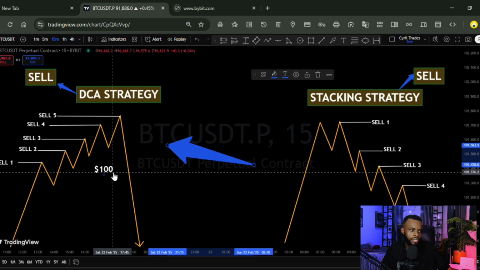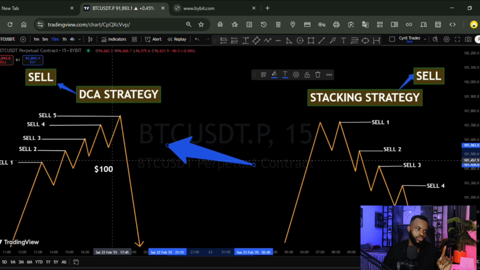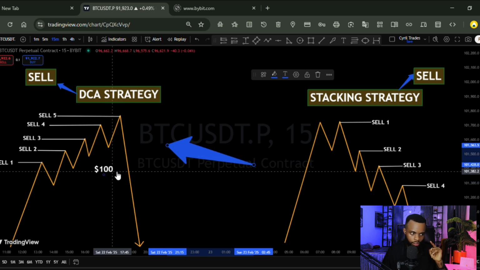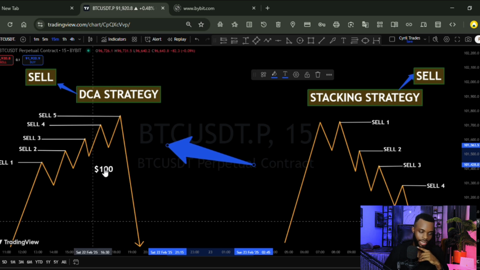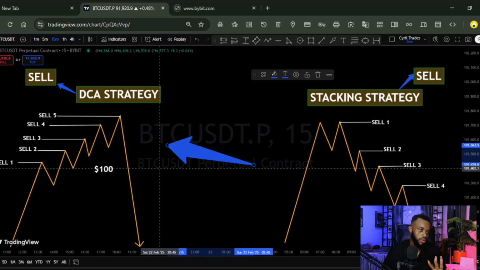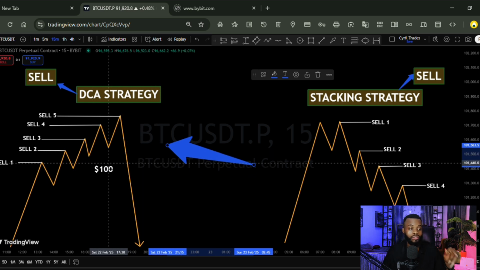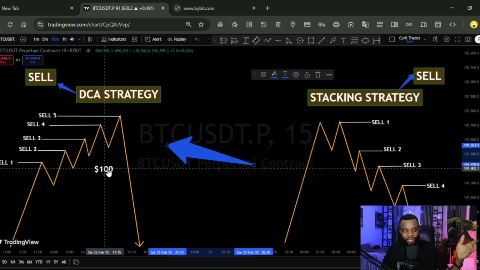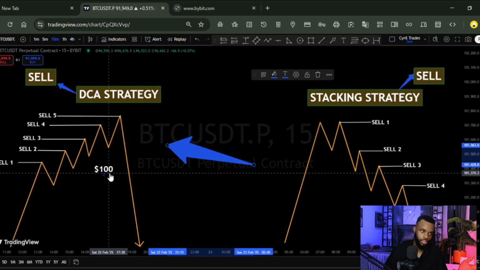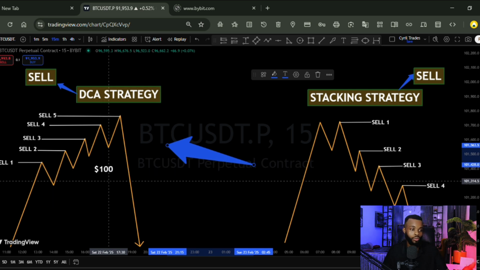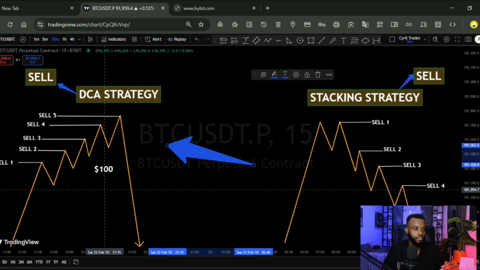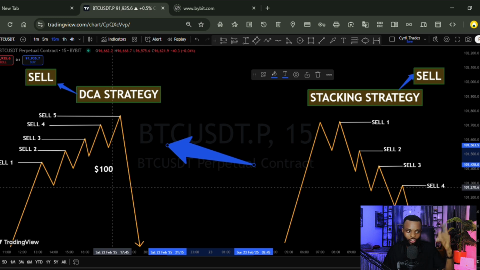Now, this particular sell side strategy, when it comes to DCA, doesn't really work with spot trading. If you are trading crypto spot, you don't apply it when it comes to selling. But when it comes to the futures market, you can apply this, because you sell to make profit, you also buy to make profit. But with spot, you only buy, and when it goes up, you make your profit.